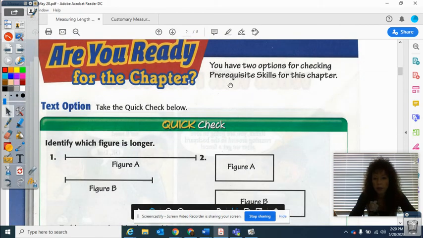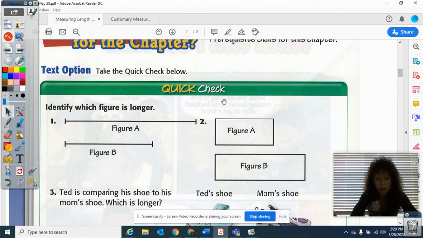Are you ready for the chapter? Well, let's find out. This is pretty easy. It just says, which figure is longer, figure A or figure B? Well, you can look just with your eyes. You could measure it if it was really close, but here you can probably tell just by looking which one's longer. Figure A is longer. Okay, and this one, figure B is longer.